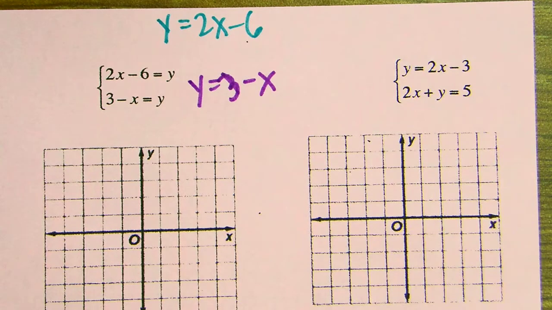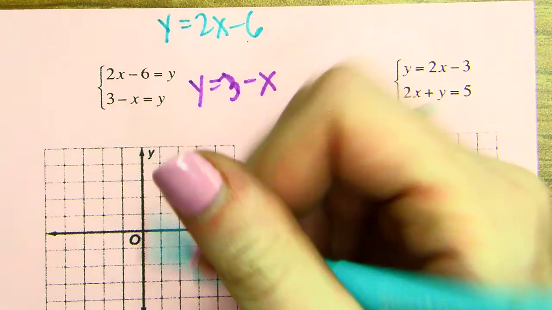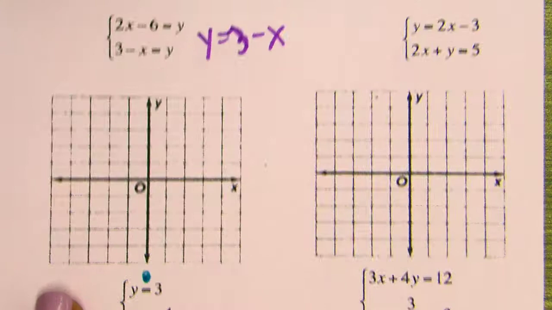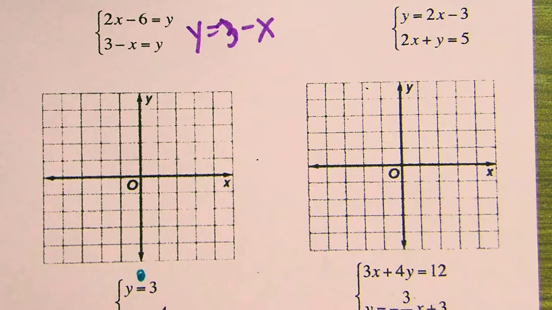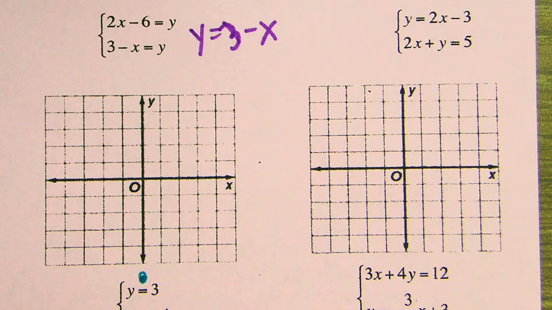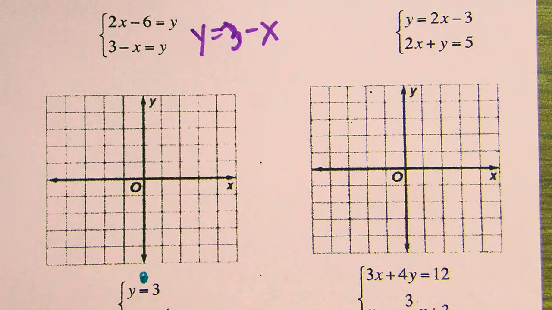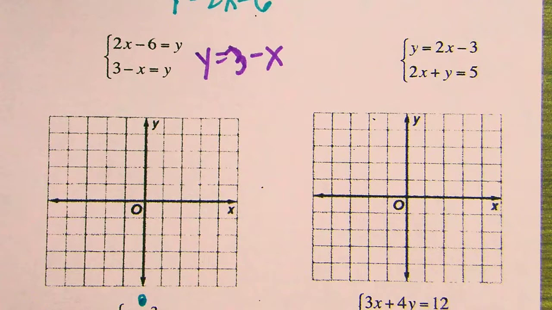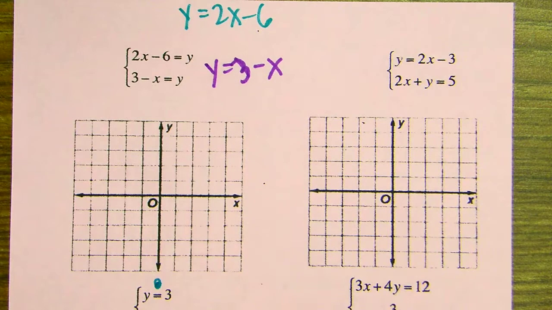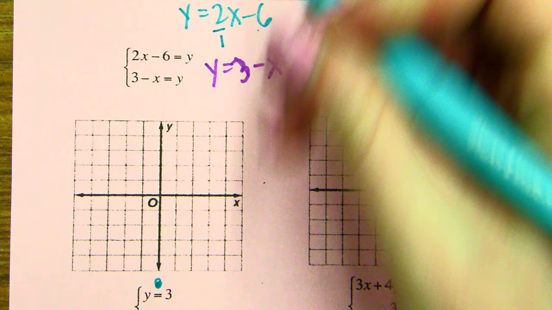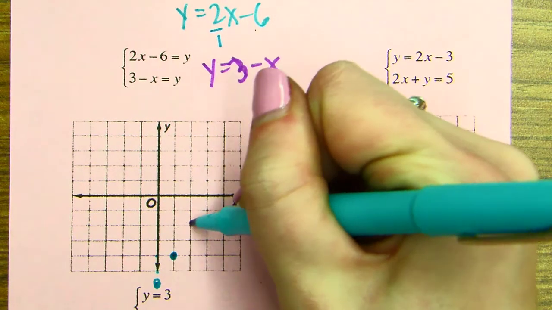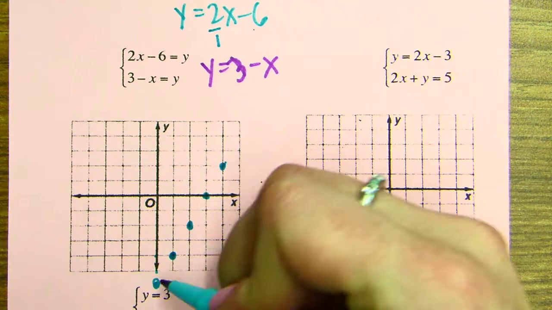For the blue one, the y-intercept is -6. I'm going to have to go down one more below my graph because the graph only goes down to -5. And then the slope, let me zoom out, the slope is +2. 2 as a fraction is 2 over 1, so I'm going to go up 2 to the right 1, up 2 to the right 1, up 2 to the right 1.